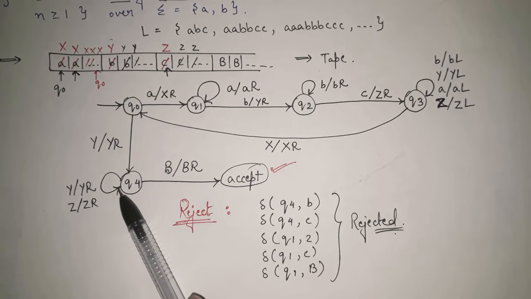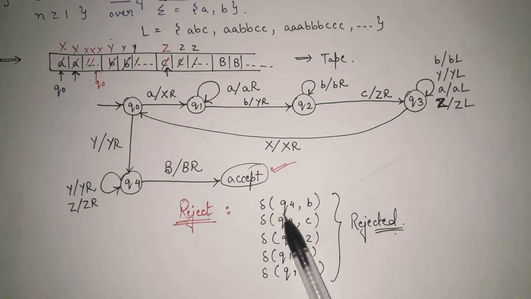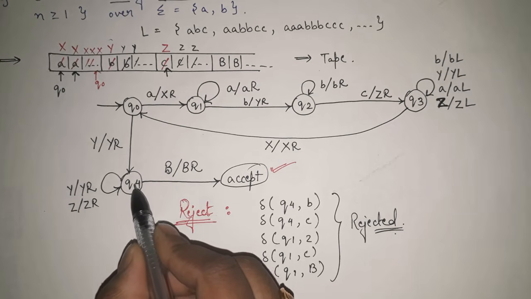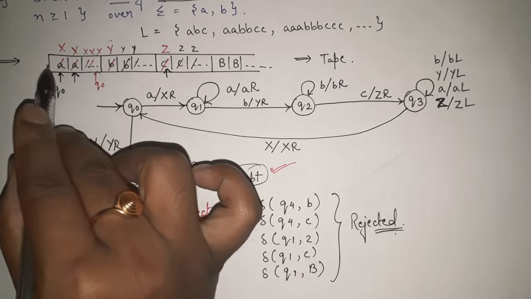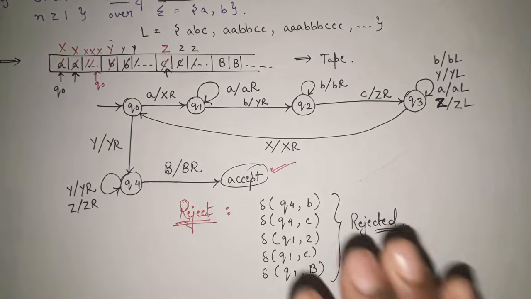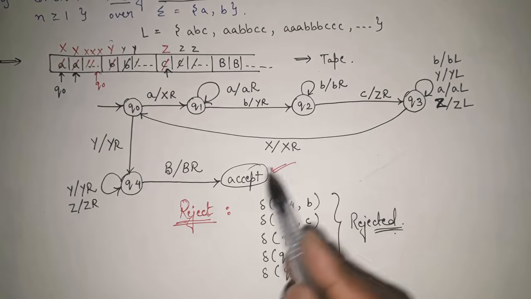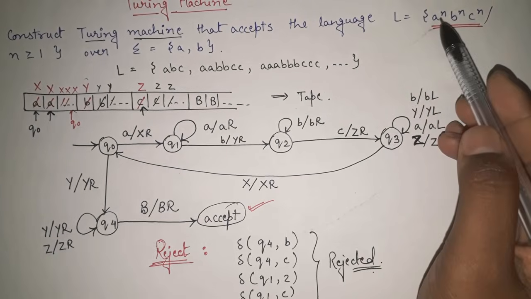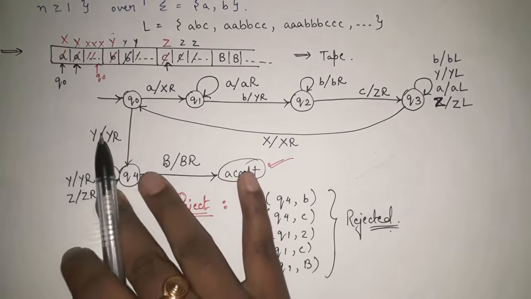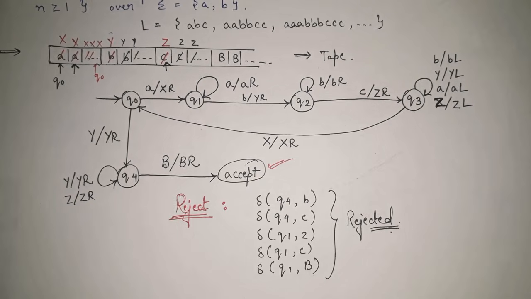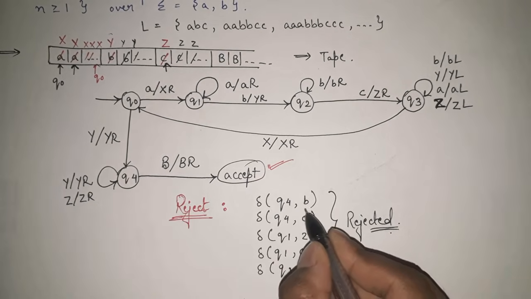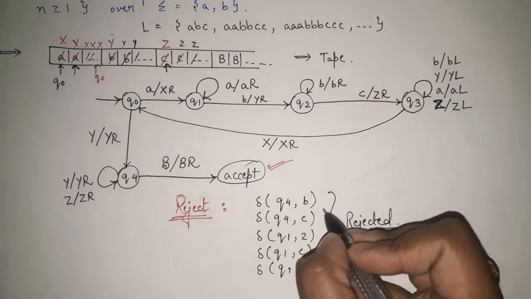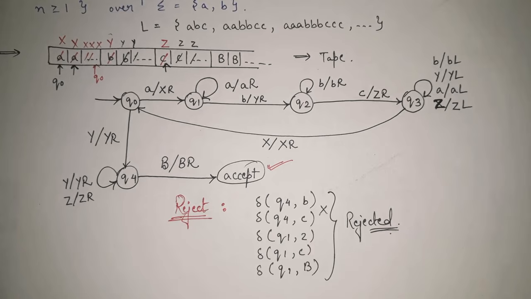See, after Q4, you should not get B or C. Understand this thing: we are reaching Q4 only after Q0, when all the A's are explored, right? Now, all the A's are explored means what? If there are no more A's remaining, there should not be any more B's and C's remaining also. Because our language says that the number of A's, B's and C's are equal. So, if all the A's are explored, then all the B's and C's must also be explored. But if we see that at Q4 there are still any B's or C's remaining, then that is something we don't want. That means the number of A's and B's are not equal, so we will reject it and this language is not valid. Fine. So this is the reason.